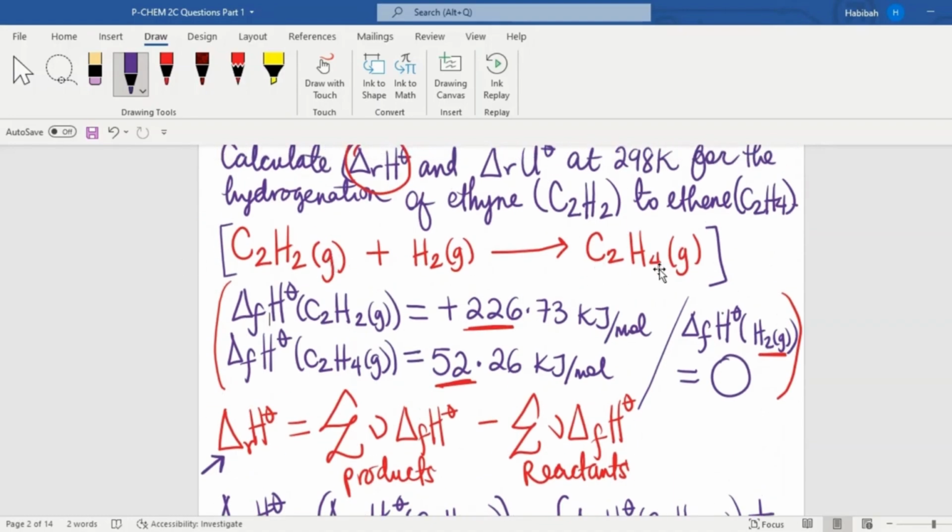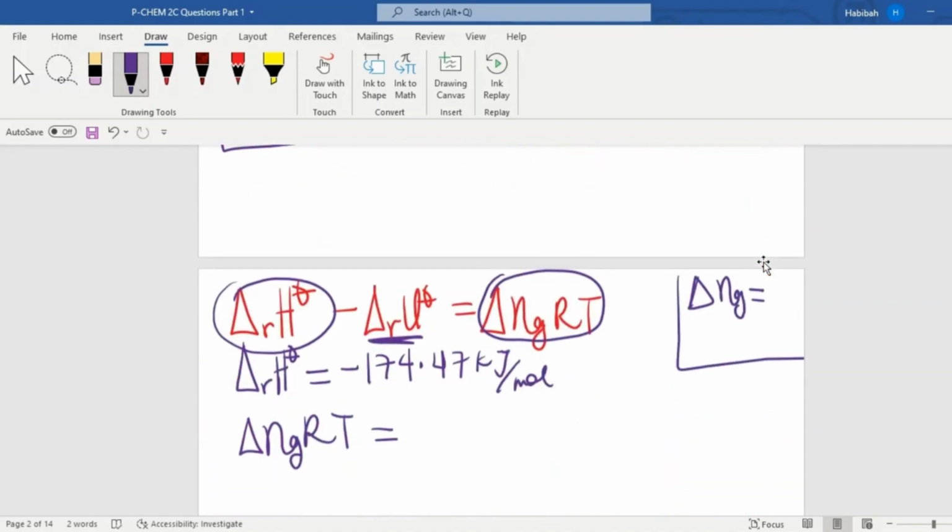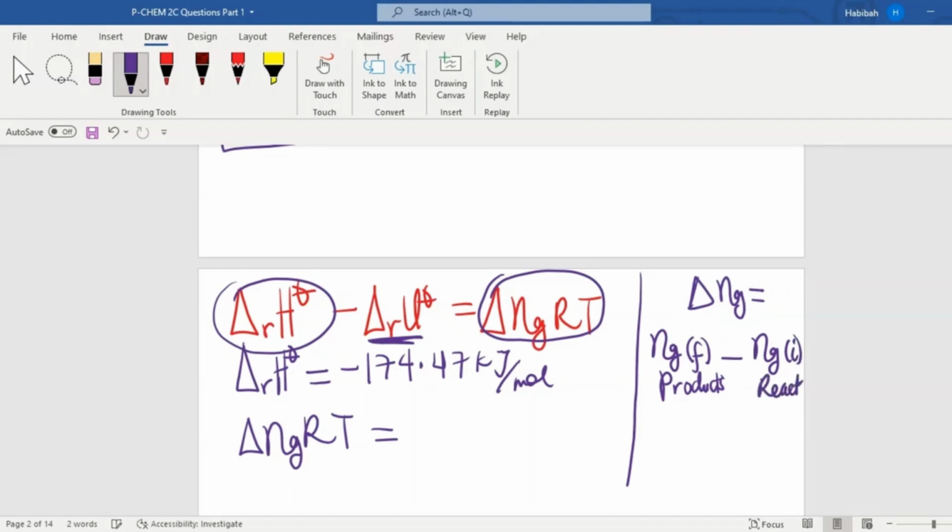We're given a particular equation, and we're going to use this to solve this. Before I go ahead and solve it, let me explain what's going to happen here. The change in the number of gas molecules is just going to be the number of gas molecules for the final state, or the product side. The final state of the reaction is basically the state of the product, minus the number of gas molecules in the initial state, for the reactants. So that's basically what's going to happen.